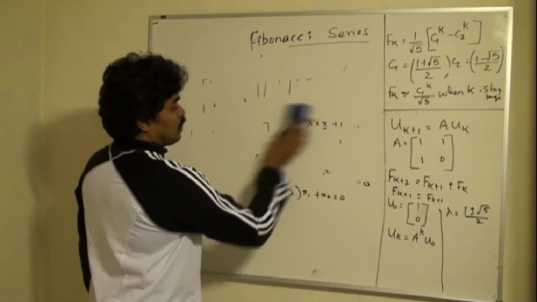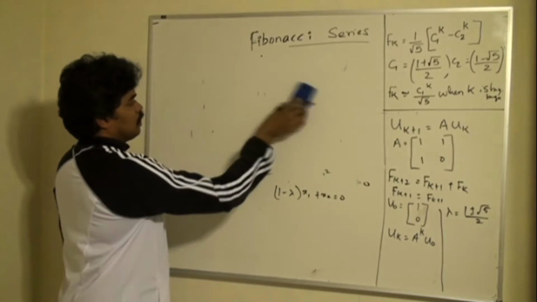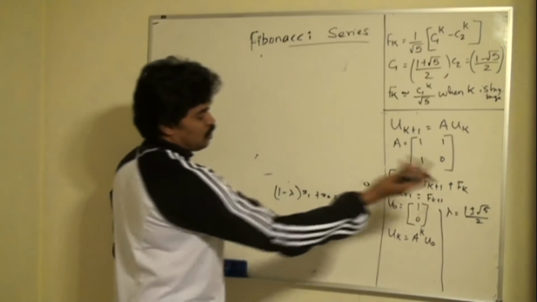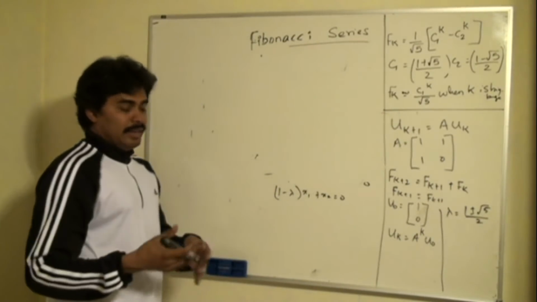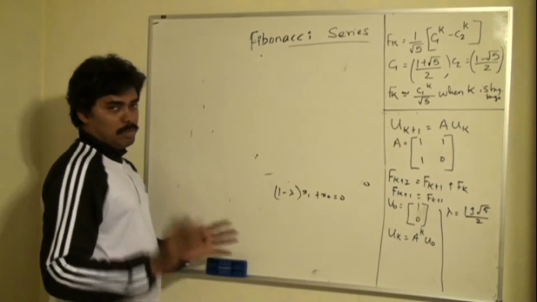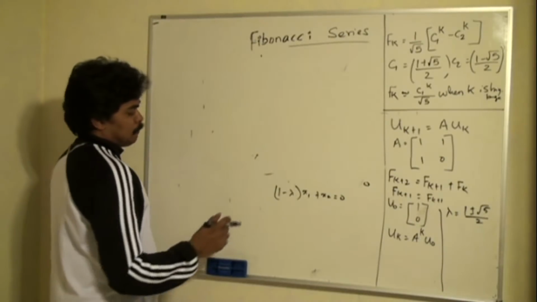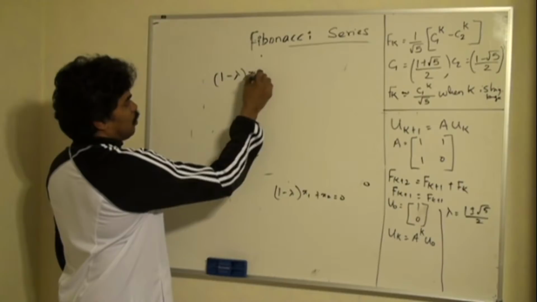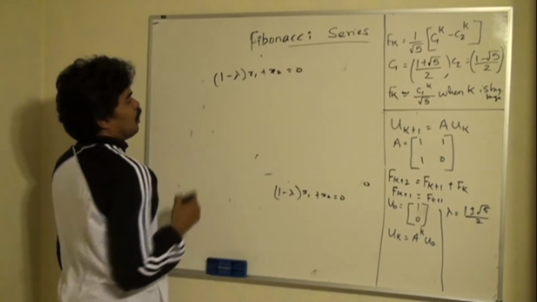Again, I did not substitute the value of lambda here because I want to keep it as a constant. The eigenvalue lambda is 1 plus or minus square root of 5, divided by 2. It's going to be a fraction and it is going to be messy, so I'm going to keep it as lambda just to simplify the derivation. So here, 1 minus lambda times x1 plus x2 equal to 0.